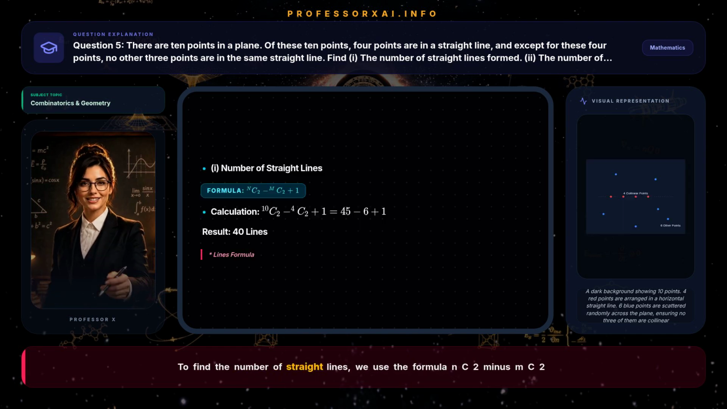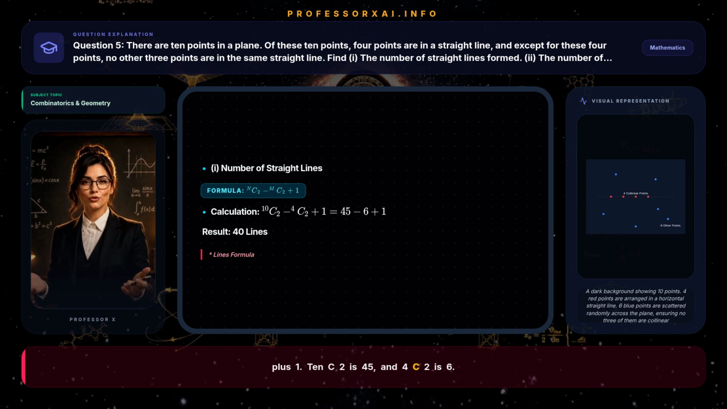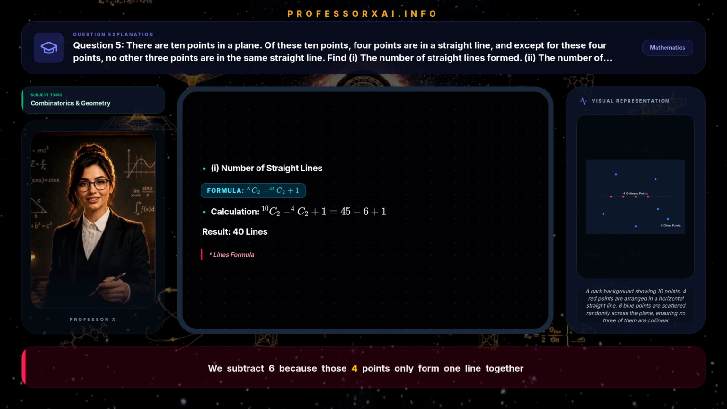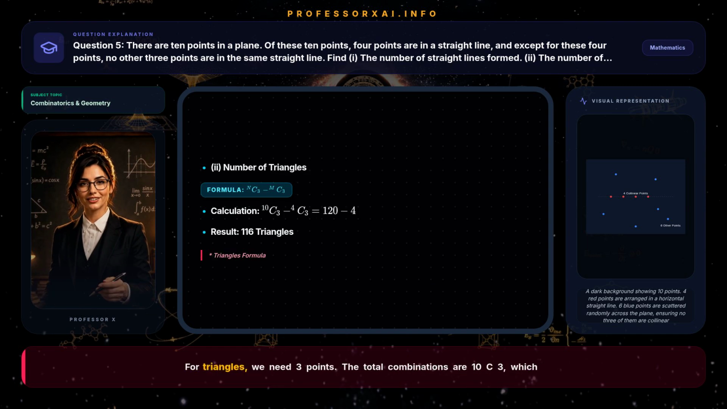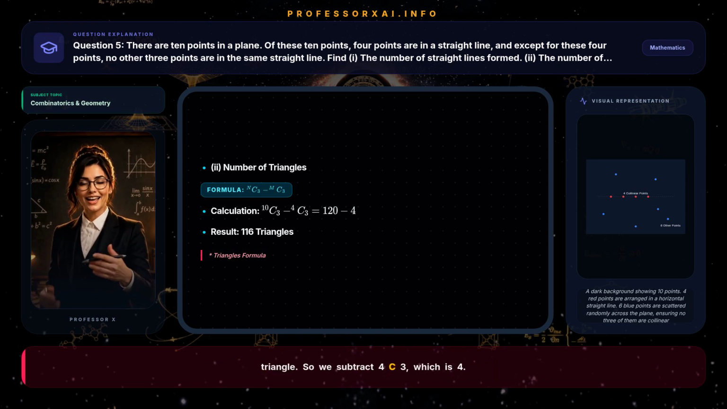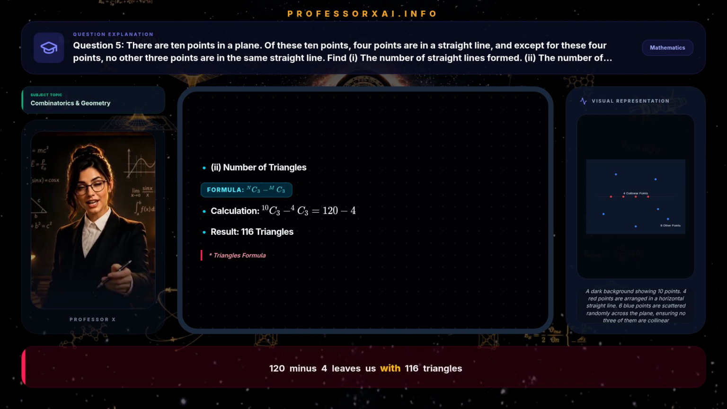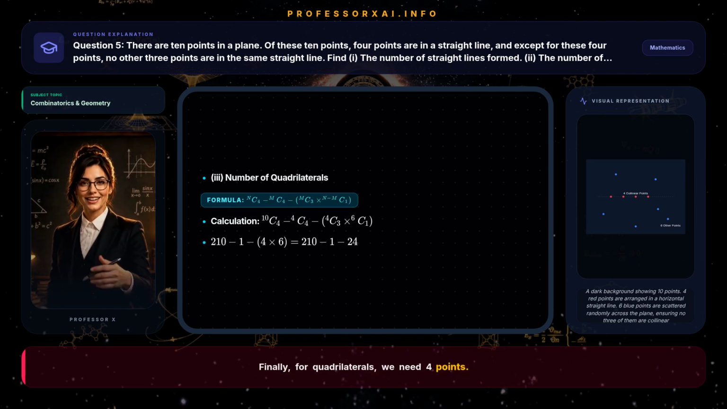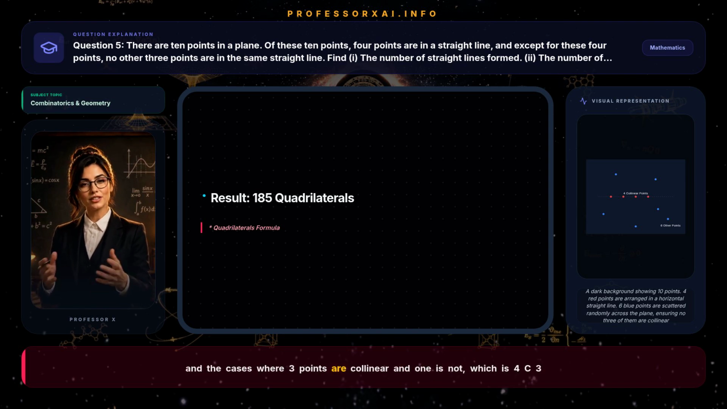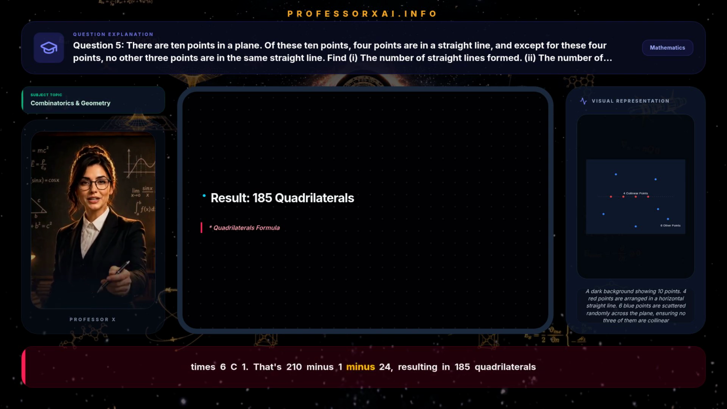Our objective is to find three things: the number of straight lines, the number of triangles, and the number of quadrilaterals that can be formed using these points. Look at the diagram on the right. You can see the 4 points aligned on a single straight line, while the other 6 are scattered.